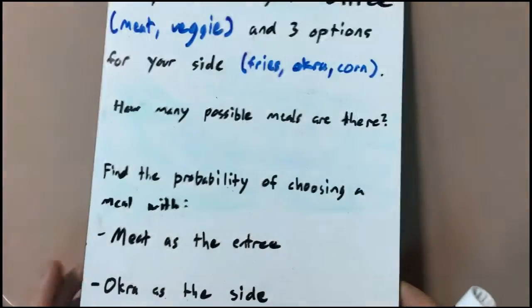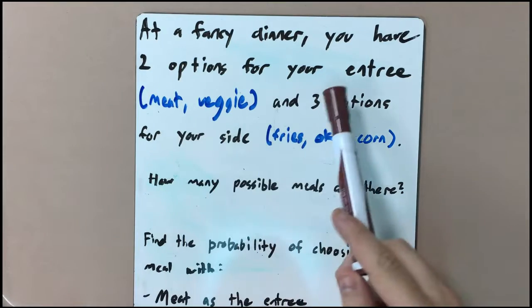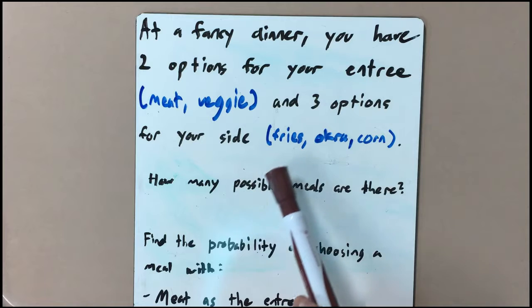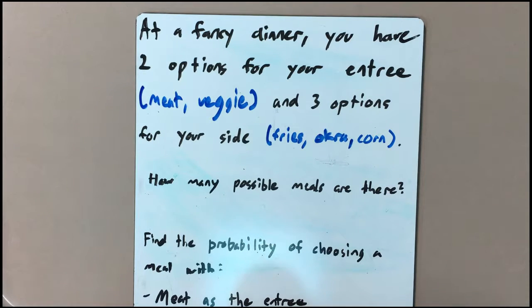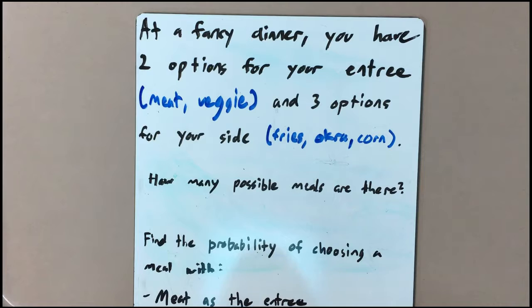you remember, is the idea that if you have a big thing or a big idea, like, for instance, a fancy dinner, and you have choices for different parts of that, like you have choices for an entree, meat entree and veggie entree, and then 3 options for a side, fries, okra, and corn. The fundamental counting principle is the idea that the total possibilities for that whole thing, the meal, can be found by multiplying the options for each part of it, for the entree and for the side.